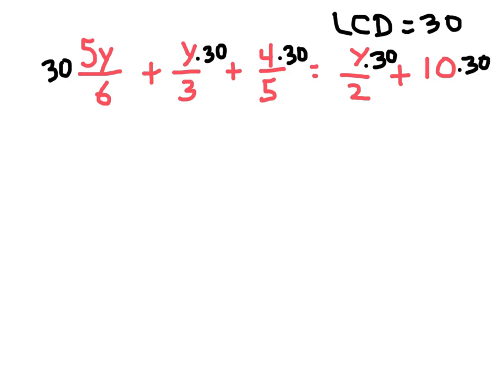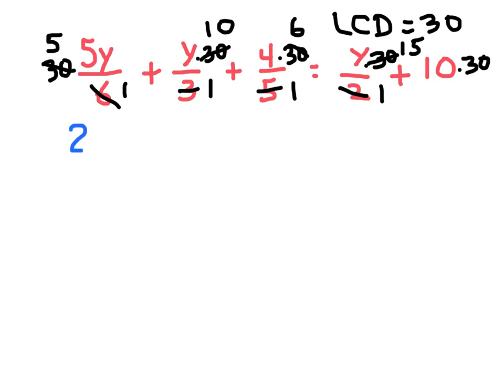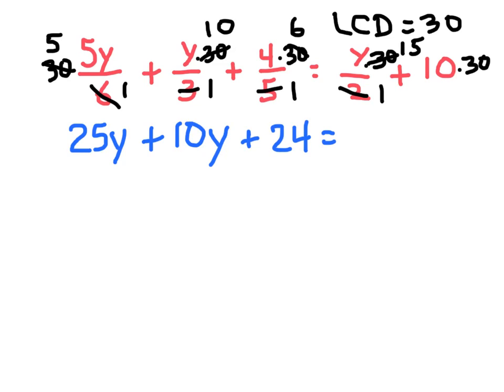Okay, it's important we multiply all the terms by the same amount. So 6 would cancel out. We have a 5. 3 would cancel, we have 10. 5 would cancel, and we have 6. 2 would cancel, we have 15. Okay, so let's see. 5 times 5y, the first term is now 25y. And then we have 10 times y, so that's 10y. And then we have 6 times 4, so that's 24. Equals, okay, we have 15y, and then 10 times 30 is 300.